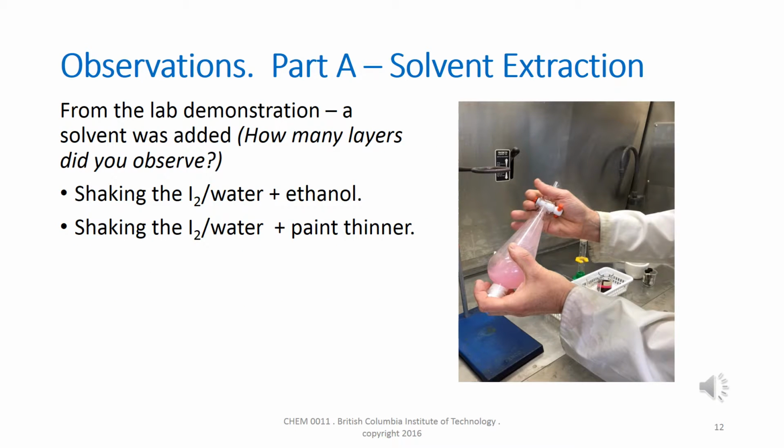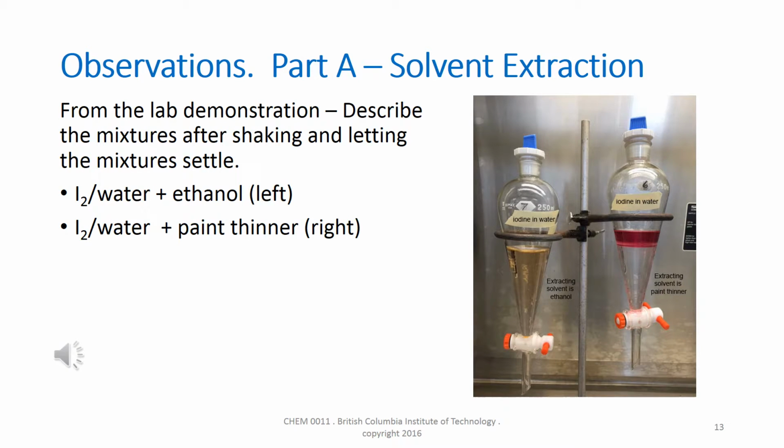If two layers form, then the solvent and iodine-water mixture is immiscible. To check if an extraction can occur, each separatory funnel was shaken so the dissolved iodine can make intermolecular contact with the added solvent. The mixtures were allowed to settle, and then more observations were recorded. In the separatory funnel on the left, ethanol and the iodine-water mixture form a single layer, which means that the mixture is miscible. Having the same color in the funnel means the iodine is soluble in the whole solution.